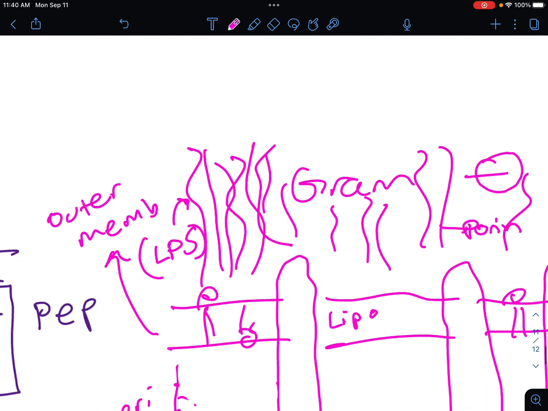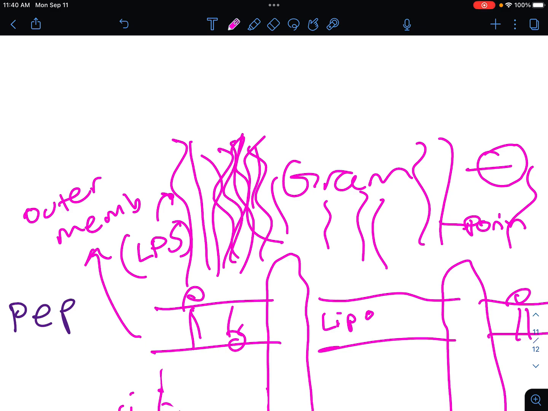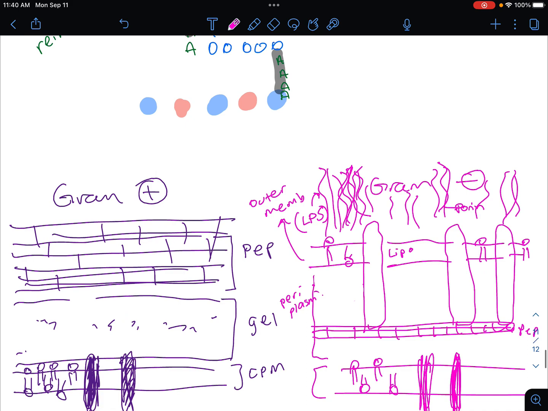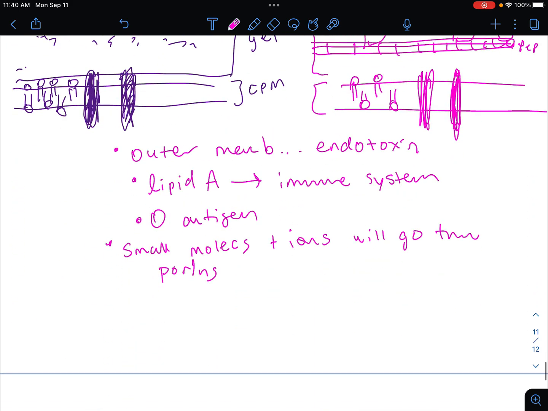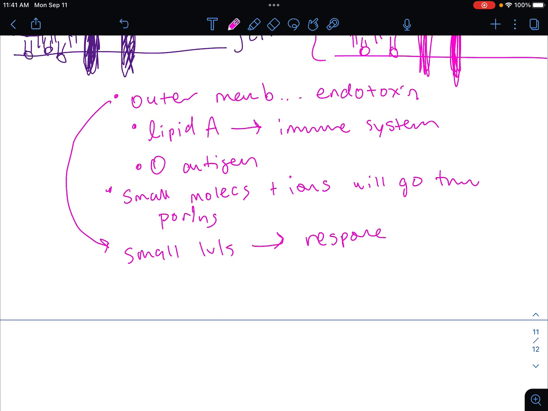Again, those are those hair-like proteins here. These porins that the small molecules and ions will still pass through. And if we have small levels of the lipid A or the O antigen detected, this will trigger the response in the immune system for gram-negative. It's going to set off those red flags, and we're going to start targeting them.